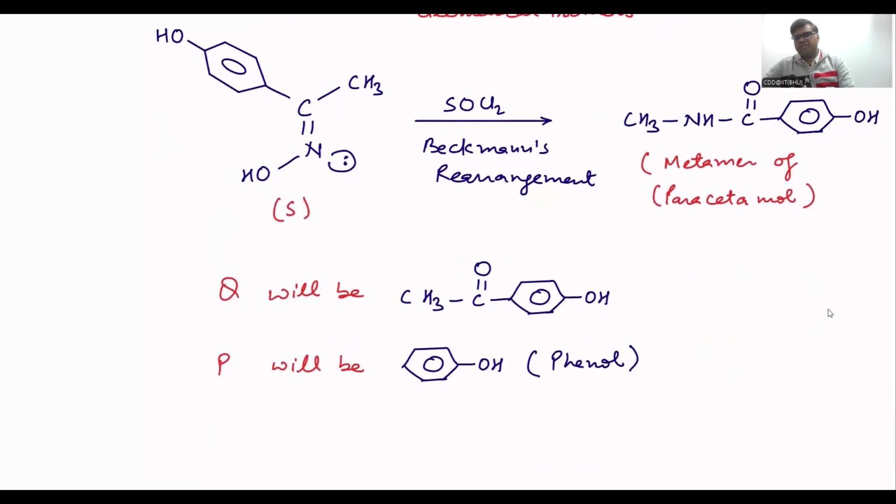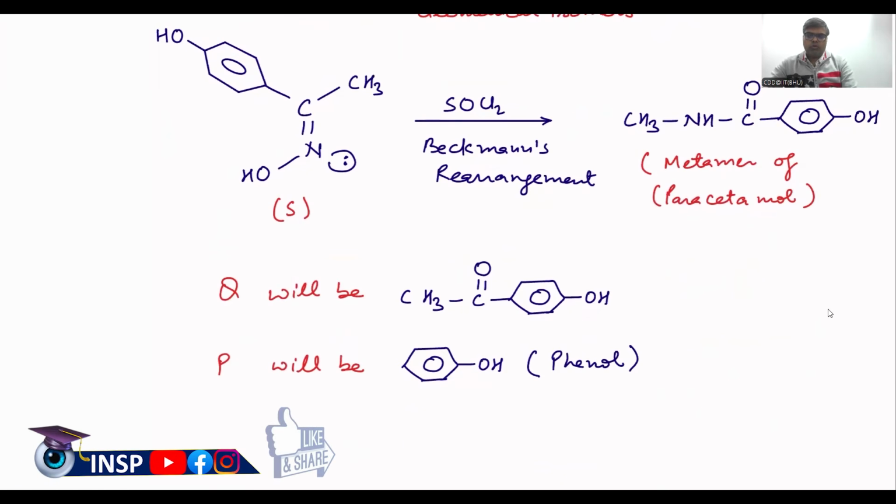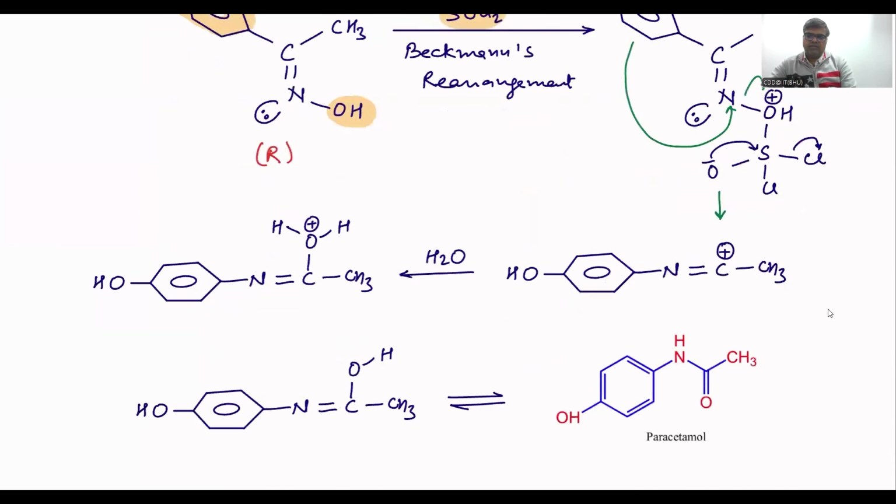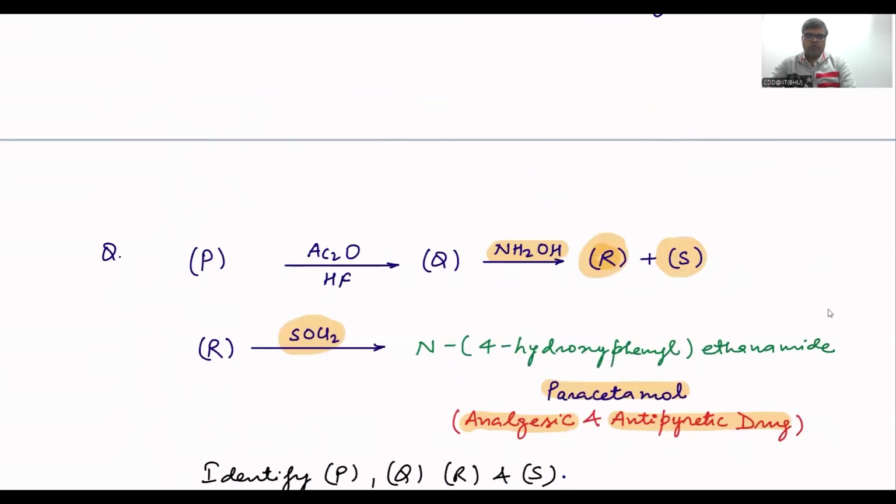So certain modifications can be done in the question to create a better problem or even a more difficult problem with respect to JEE Advanced. Now in case of Q, it is very easy. It is a reaction of hydroxylamine with Q to get R and S. So for that, we have to take a ketone in which one valency is the phenolic linkage and another is CH3. And before that, P is treated with Ac2O, which is basically acetic anhydride.